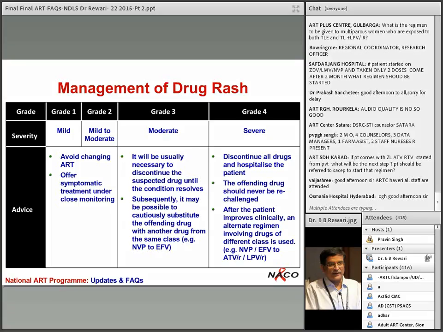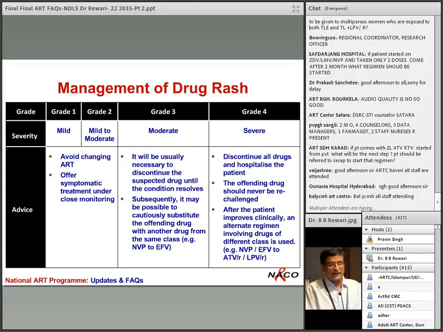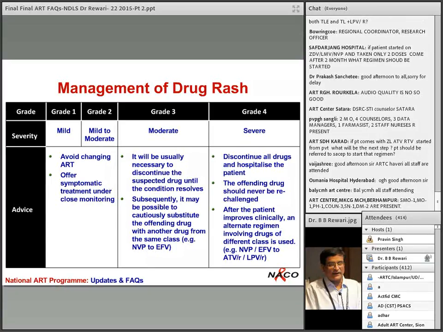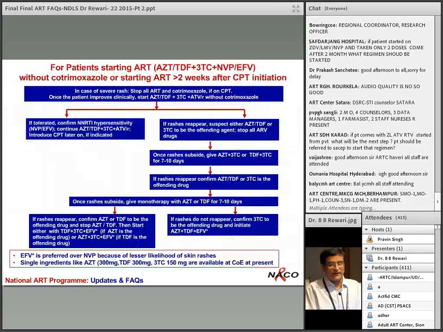But if it is a grade 4 rash, we don't do any such substitution and use a different class of drugs. In grade 4, the patient has to be hospitalized. All drugs have to be discontinued. The offending agent should never be rechallenged, because grade 4 rash, TEN and Stevens-Johnson can be fatal also. These require active acute management, including use of steroids and change of ART to new guidelines.